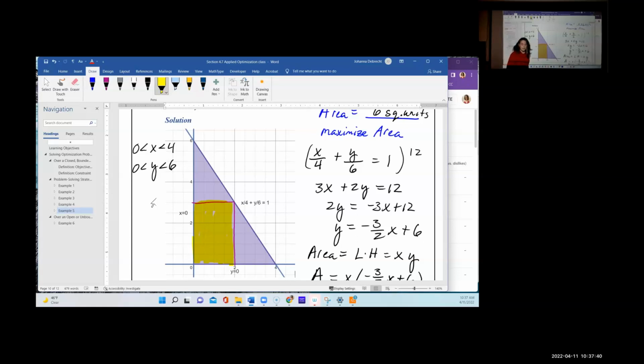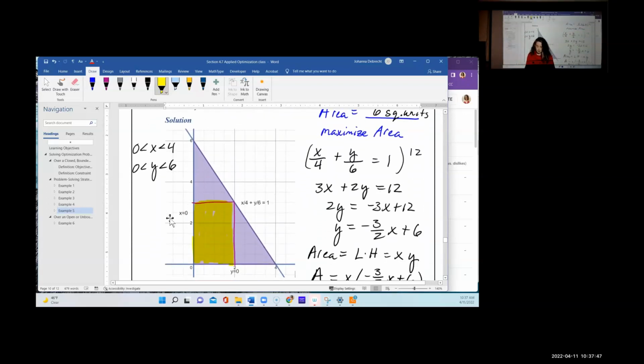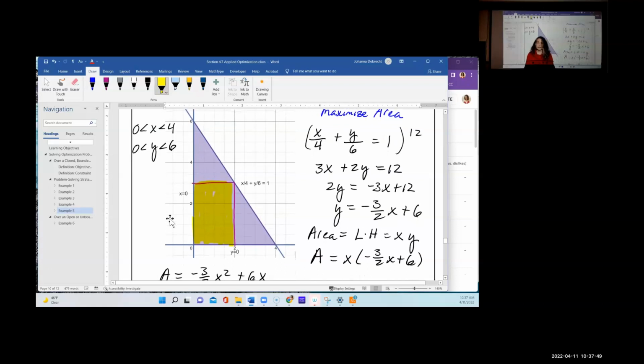Okay. Let me go over it again from the top. So we're looking for the maximum area. Area of a rectangle is going to be length times width, or length times height. In this case, the length is going to be the x coordinate and the height is going to be the y coordinate. So our area is going to be x times y.